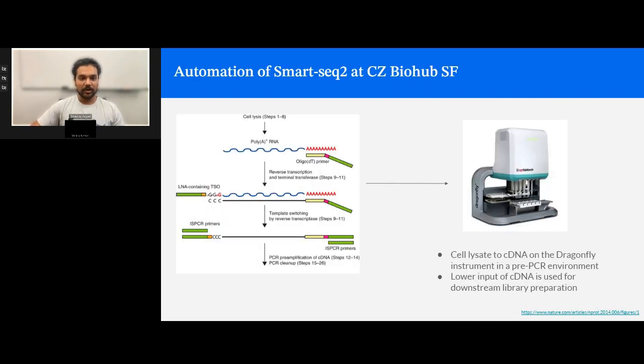So here at CZ Biohub SF, the SmartSeq2 protocol has been automated using 2 liquid handlers and in 2 stages. The first stage is the preparation of cDNA from RNA in lysis plates. So this part of the protocol needs to be done in a pre-PCR environment. So lysis until cDNA synthesis has been automated using the SPT Dragonfly liquid handler. One feature of this automated protocol is that the cDNA that is generated here is enough for multiple rounds of library preparations if necessary. It is so because the workflow has been optimized to use lower amounts of cDNA in the downstream preparation of the libraries.